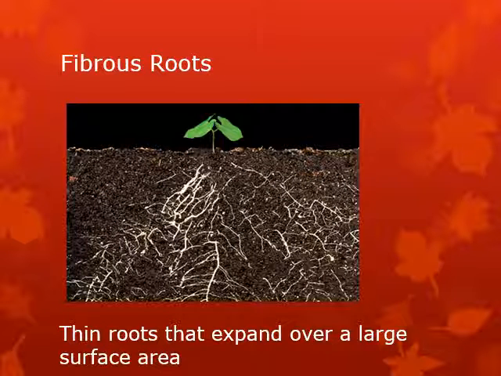Fibrous roots, they're going to be very, very thin roots that extend over a large area. These roots are actually used for collecting nutrients. They're thin, so you've maximized the surface area exposed to soil so that you can pull nutrients in from the soil. Oftentimes there's an association with a fungus. But these roots are all about pulling in nutrients.